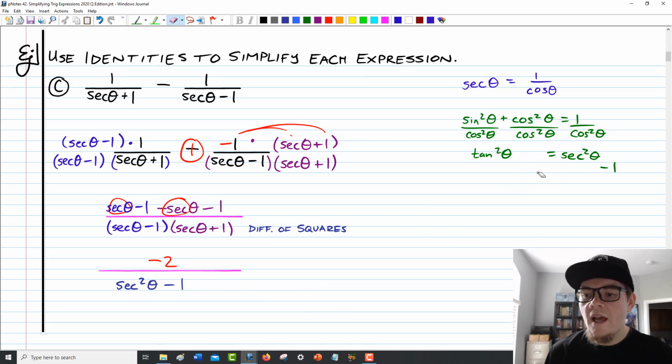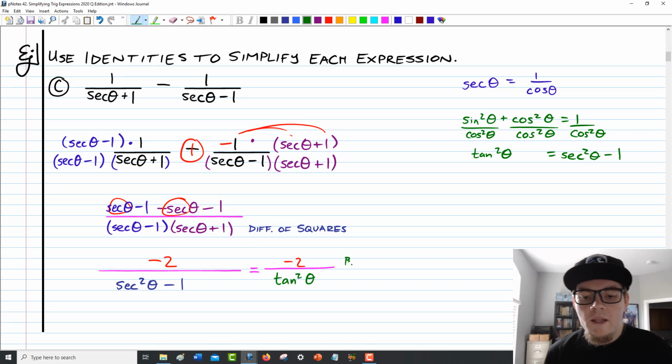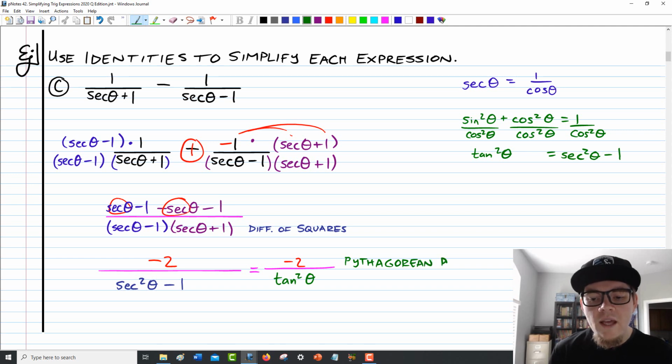If I subtract 1 from both sides, that's going to give me that tangent squared is equal to secant squared minus 1. That's a big move, because that allows us to move in a good direction down here. Down here, I can rewrite this expression as negative 2 in the numerator, and then all divided by our new denominator, which is going to be tangent squared of theta. And the way we do that is by using a Pythagorean identity. It's not the classic Pythagorean identity with sine squared and cosine squared, but it's a valuable Pythagorean identity nonetheless.